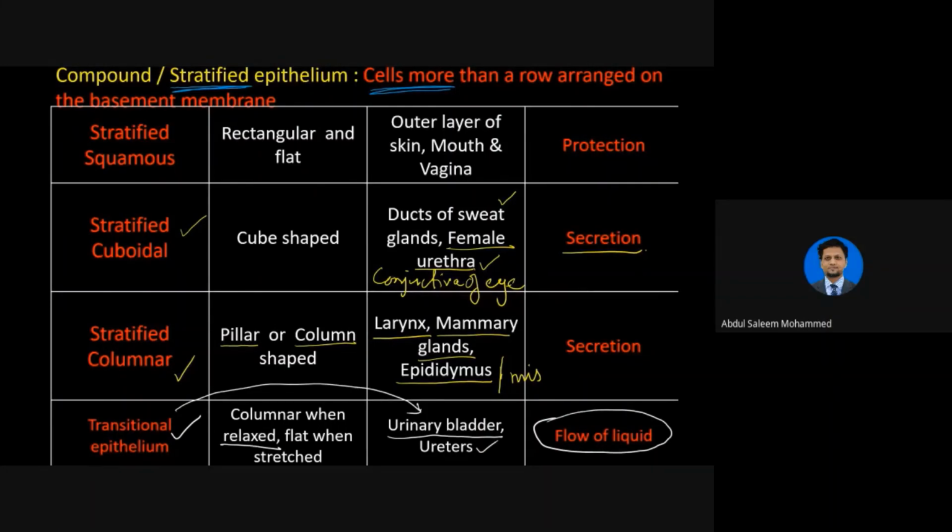So here we have these four important compound epithelial tissues with the shape of the cells, arrangement of the cells on the basement membrane, location where they are found, and also the functions. So we will do nervous tissue next.